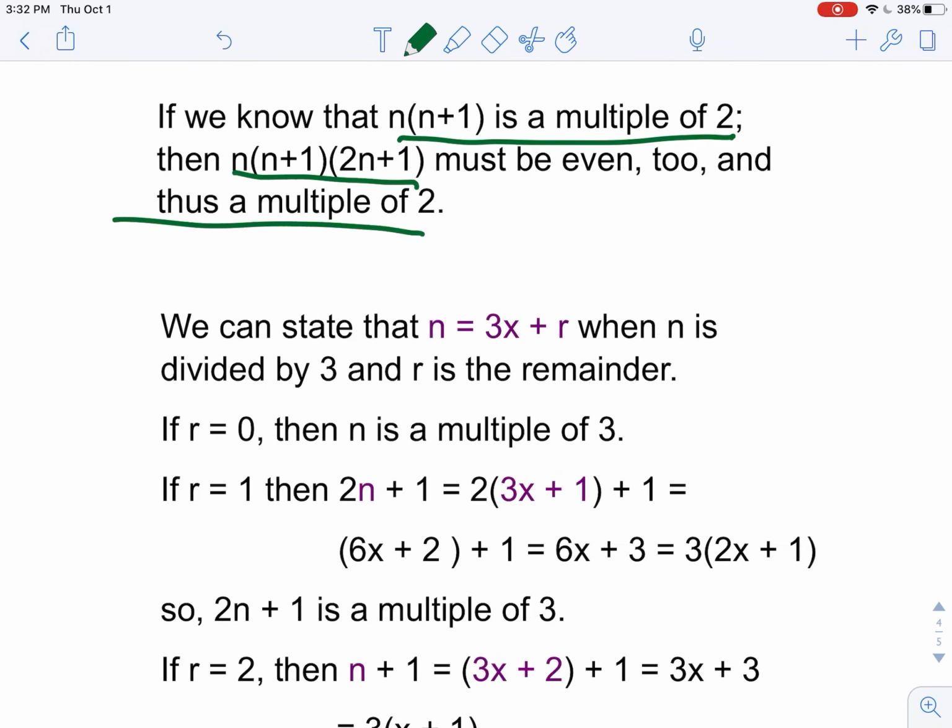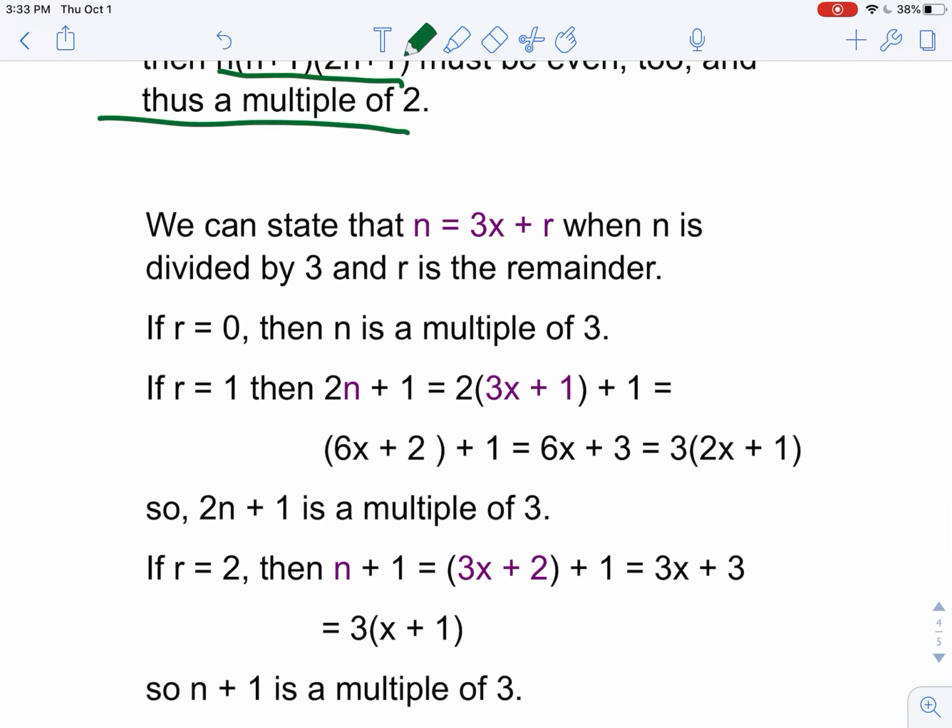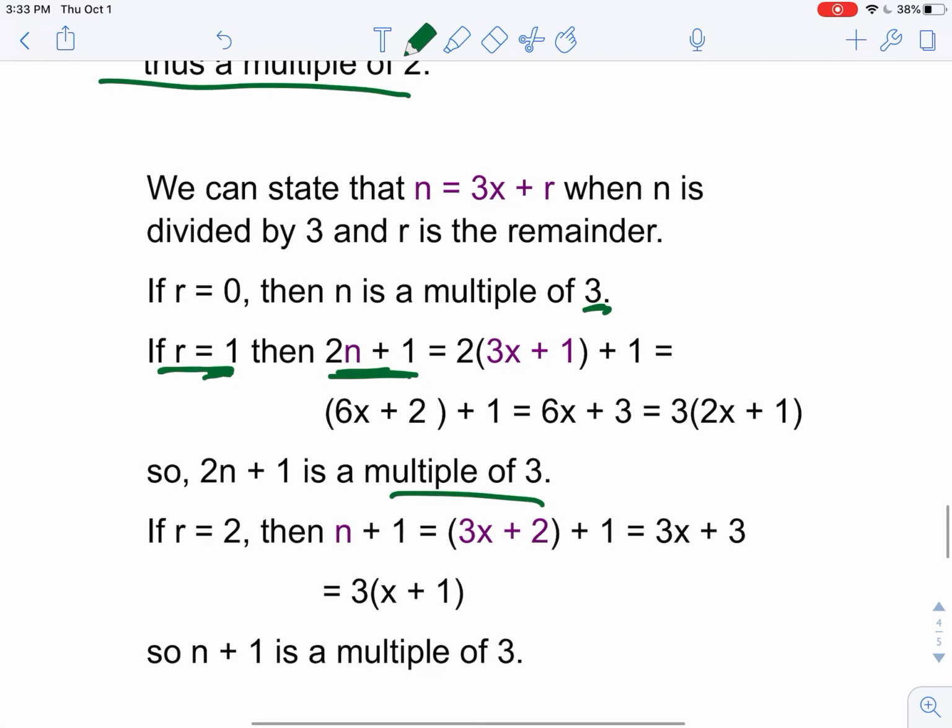Okay, moving on, we can state then that n equals 3x plus r, and just using the same technique as I had before. So again, if r is 0, then n must be a multiple of 3. If the remainder is 1, I can show that the 2n plus 1 is a multiple of 3. And when r is 2, I can show the n plus 1 is a multiple of 3.